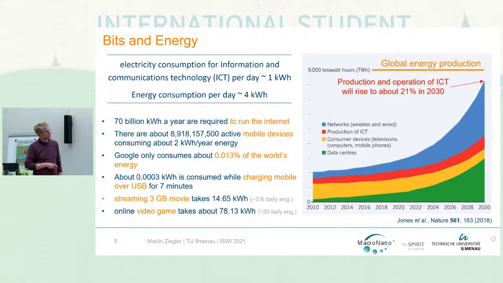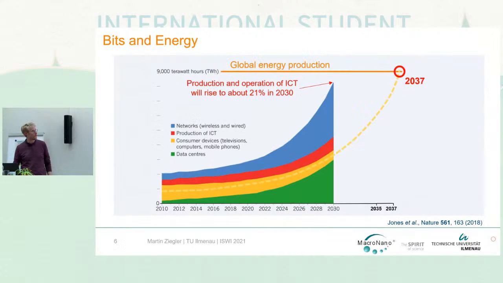The second information, when you look at the curve, you're already perhaps familiar with that, you have exponential growth again. And when we look a little bit after 2030, and you just continue here by the devices, you will end up at 2037, so 15, 20 years. And then we reach a very important limit. This is the global energy production. This is what the world produces as energy.